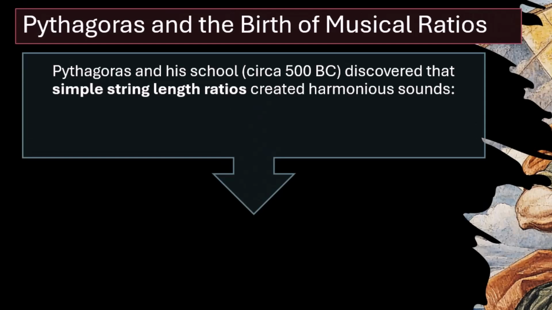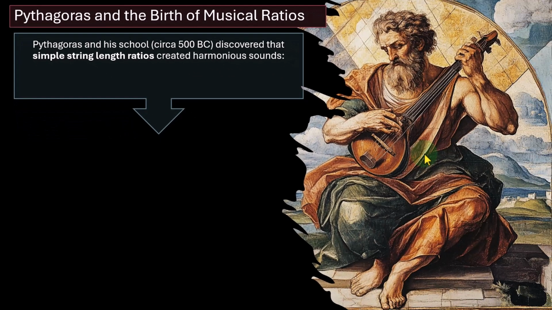So Pythagoras and his school, circa 500 BC, that stands for before Christ, around here at least. That's what we call it, before Christ. They discovered that simple string length ratios created harmonies in sound. So he's the one that did some experiments. And of course, the Greek guys, so this is 500 BC, right?